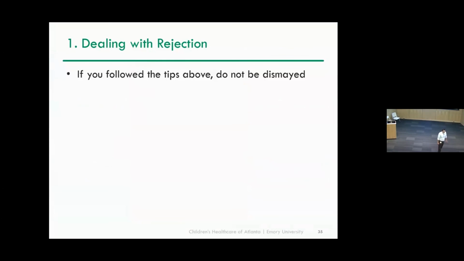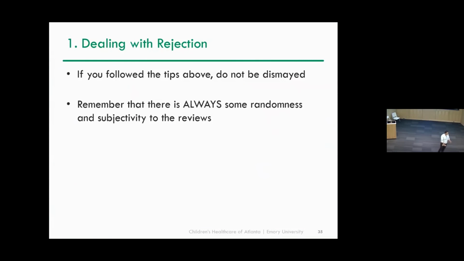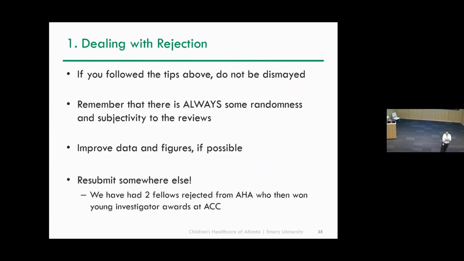If you follow the tips above, don't be upset. There's a lot of randomness to it still. Okay, you've done your best, but there can be randomness in what people can find. Work on data and figures. Go get more data. Go do some other stuff. You can submit other places. Resubmit somewhere else. We've had 2 fellows who were rejected from American Heart Association, who then worked to get a little more data or looked at it a little bit more, and then went on and won Young Investigator Awards in the American College of Cardiology. So those 2 conferences are equivalent conferences. Why you get rejected from one and awards at another, there's a lot of randomness to it.